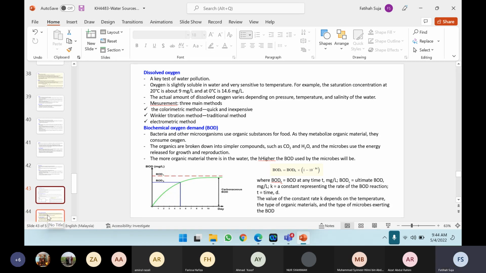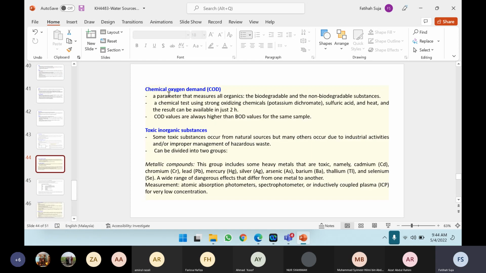Okay, COD. COD is a parameter that measures all organics, the biodegradable and non-biodegradable substances.